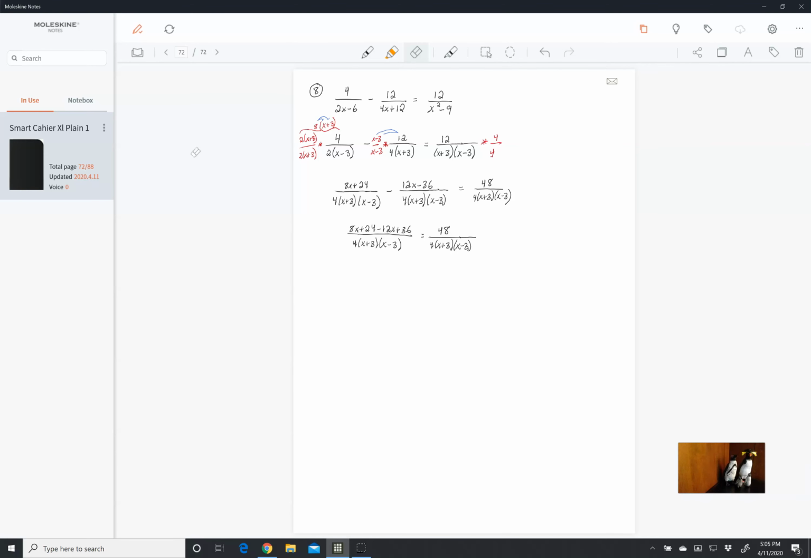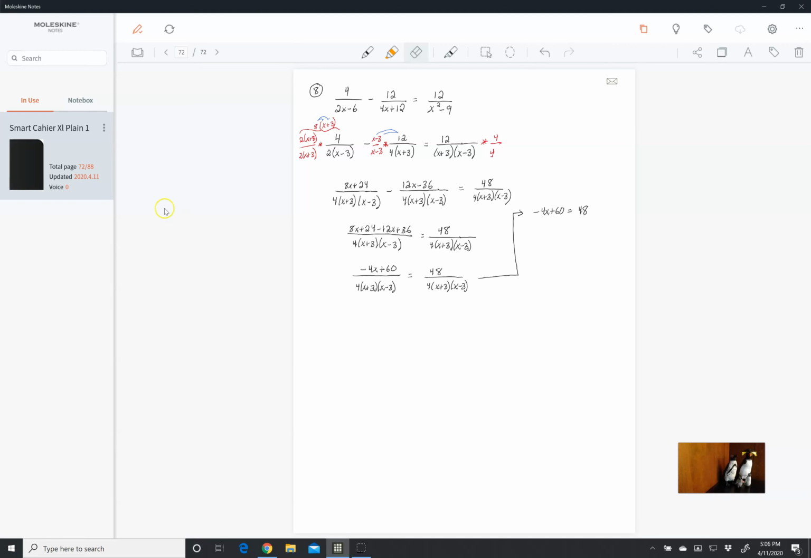So here, if we combine like terms, we get a negative 4x plus 60 is equal to 48. And just for the purposes of room, I'm going to bring this up here. Okay. We can ignore the denominators and set the numerators equal to each other.